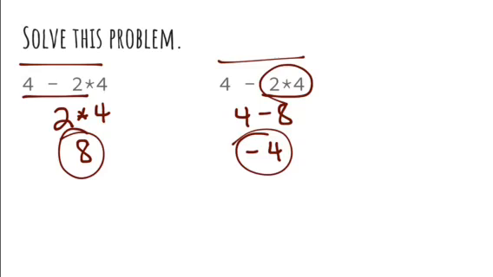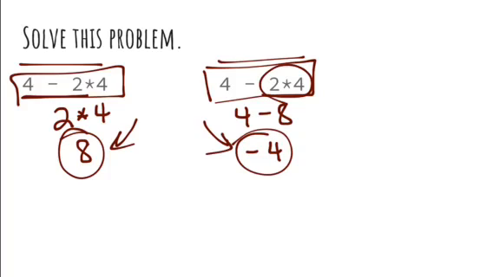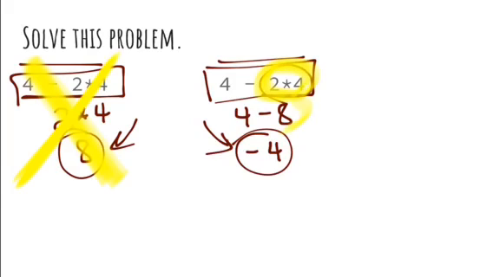Wait a second, we just did the same exact problem and got 2 different answers. Which one is the correct way to solve this? If you are familiar with the order of operations, you know that this problem here was done incorrectly because the order of operations says that we do multiplication before we do addition or subtraction. So we would need to multiply 2 by 4 to get 8, and then 4 minus 8 is negative 4. So this way is wrong, and this way is correct, following the order of operations.